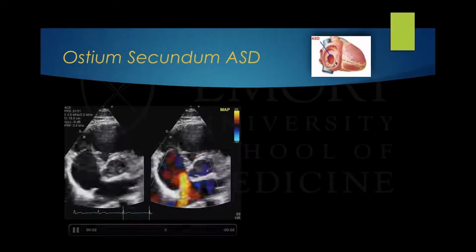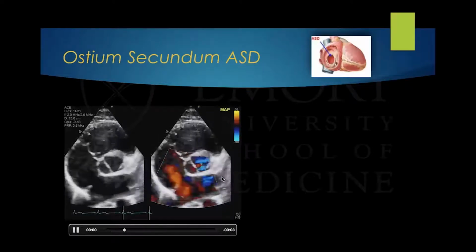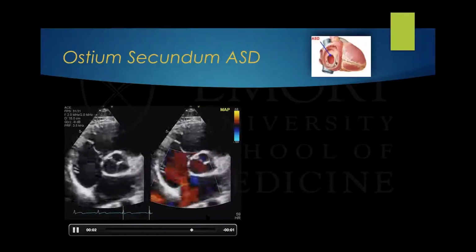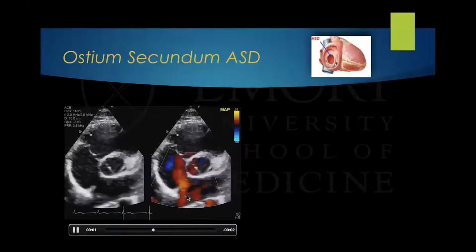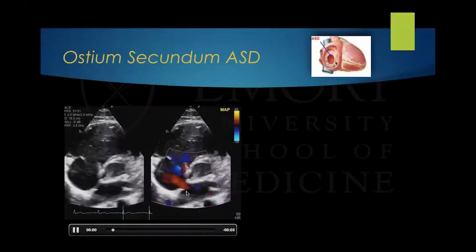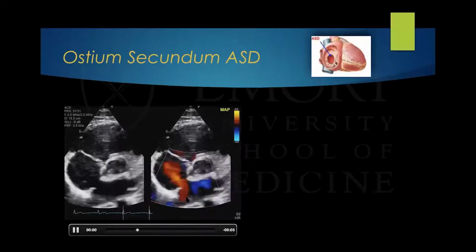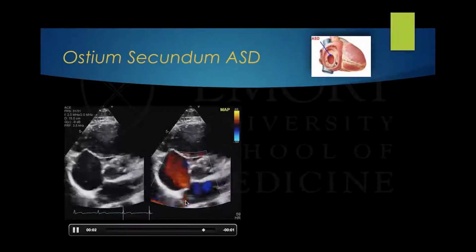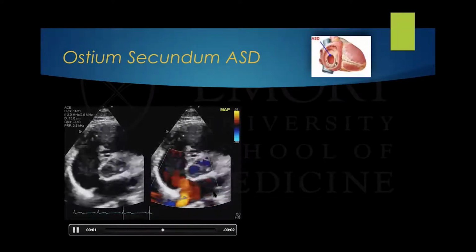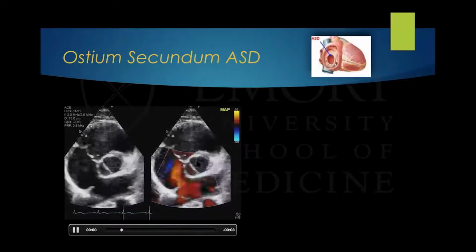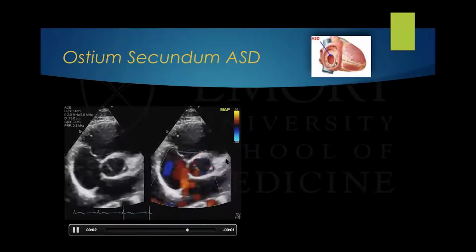When we move close to the base of the heart, where the aortic valve and the atria are, you see that there's a defect along the secundum septum with the left to right shunt seen here in red. Here are the pulmonary veins draining into the left atrium, and here is the aortic valve and some degree of tricuspid regurgitation.